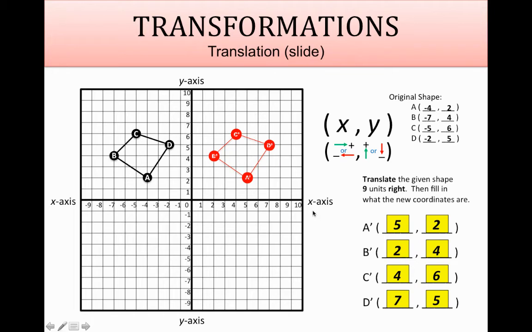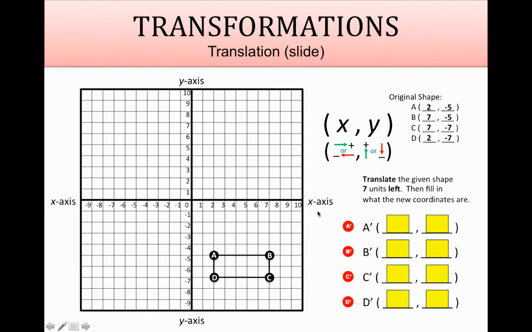Now that we got this example done, we're going to take a look at the other direction. We're going to move things to the left. So again, we got an original shape right here, with its original coordinates. Positive 2, negative 5 is where A is. Positive 7, negative 5 is where B is. Positive 7, negative 7 is where C is. And positive 2, negative 7 is where D is. This time we're going to translate the original shape 7 units to the left, and then fill in all the coordinates.